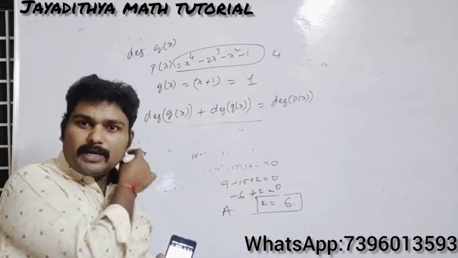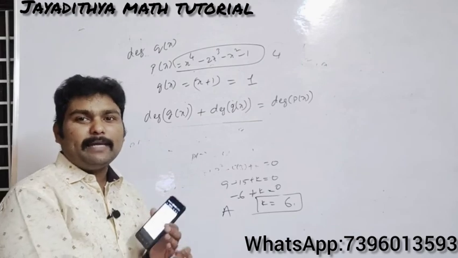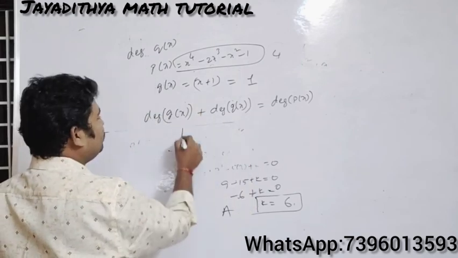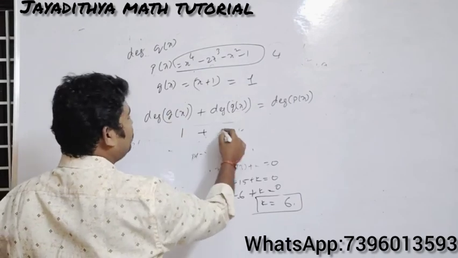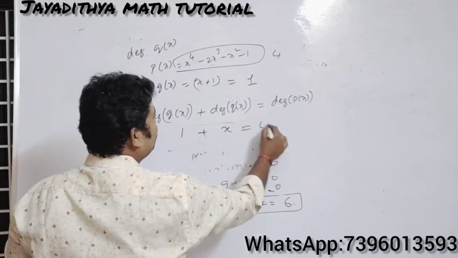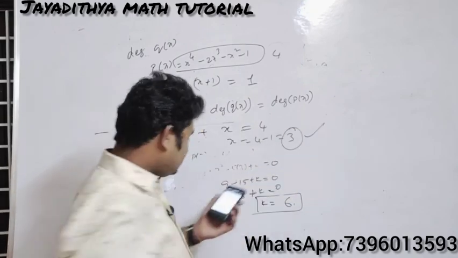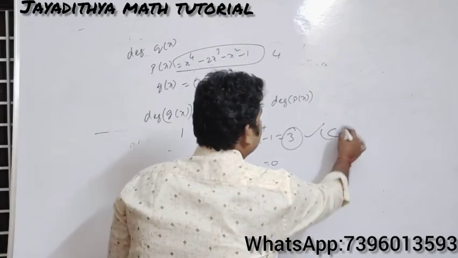If you don't watch my videos in the channel, please go to the playlist and there you can check this one. So see here, what is the degree of g of x here? 1. What is the degree of q of x? That you need to find. Let us take it as x. And the degree of p of x is 4. Now what is x, Nana? 4 minus 1, which is equal to 3. So what should be your answer? Answer is 3. That is there in your option C.